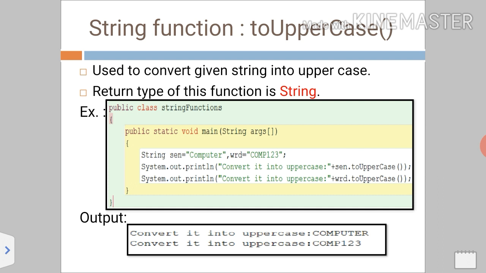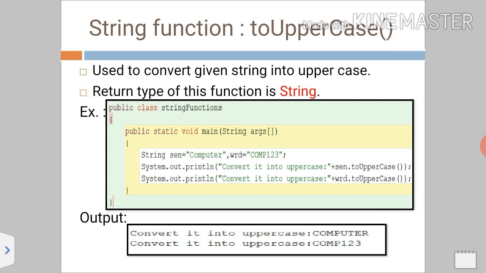See, what about sen? It is converted. "Computer" is converted into uppercase. Only C is capital, others were small. All other characters were converted. But wrd contains COMP in capital letters and 1, 2, 3 as digits. Digits don't have any uppercase, that's why they remain the same. COMP is already in uppercase, that's why it is not converted. We are getting COMP123 in the same way.